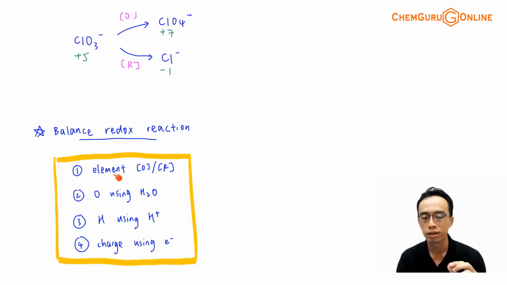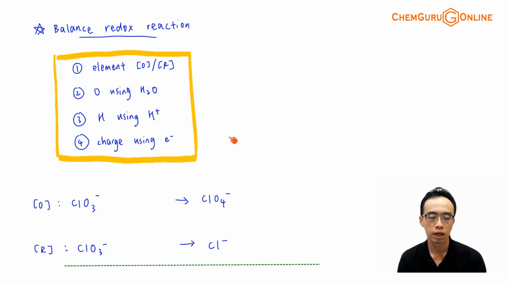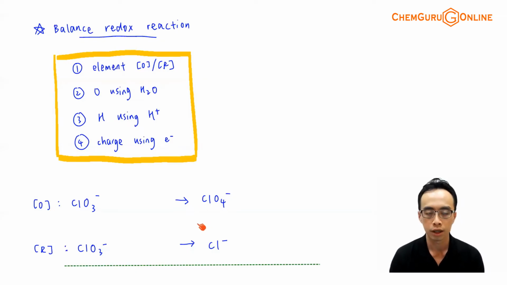First thing is we balance the element that is being oxidized or reduced. In this case, it will be chlorine. Then after that, we balance oxygen using water, balance hydrogen using H+, and finally balance charge using electrons. Let us keep this in mind and apply this to the oxidation and reduction half equations. What is written here is already my oxidation half equation: I know that ClO3 minus will be oxidized to ClO4 minus. For the reduction half equation, I know that ClO3 minus will be reduced to Cl minus. And we consider each of these half equations part by part.